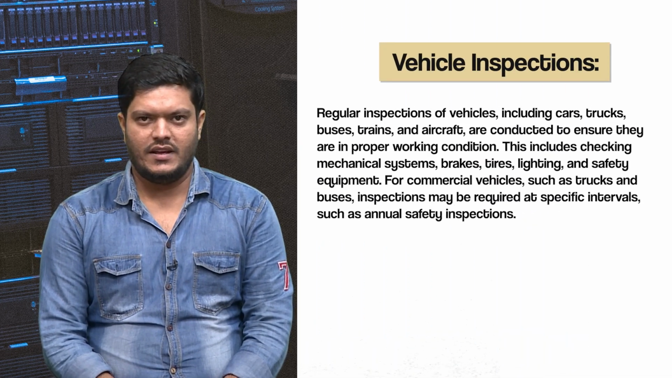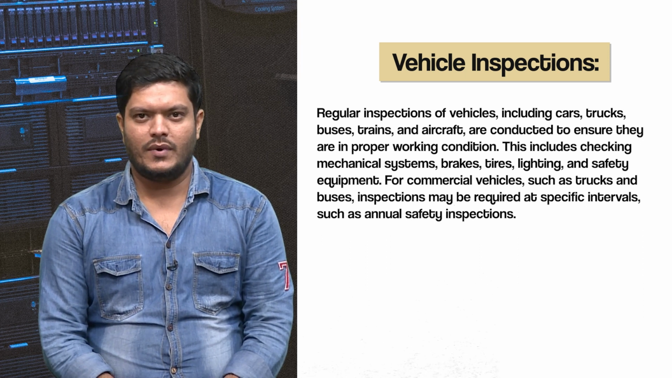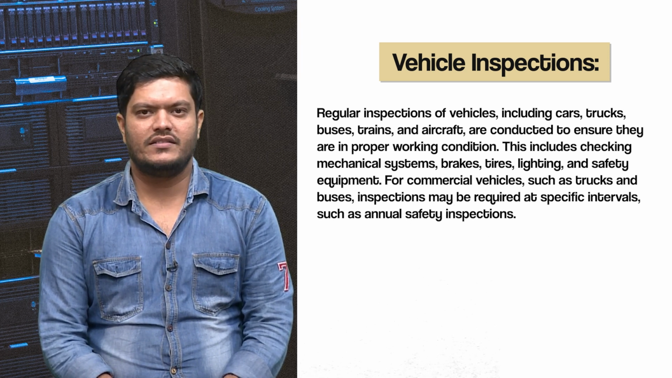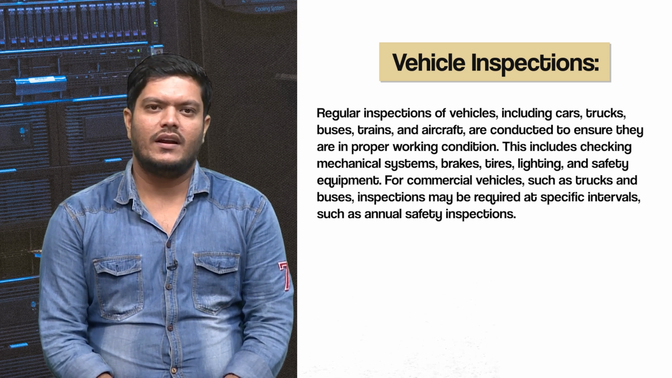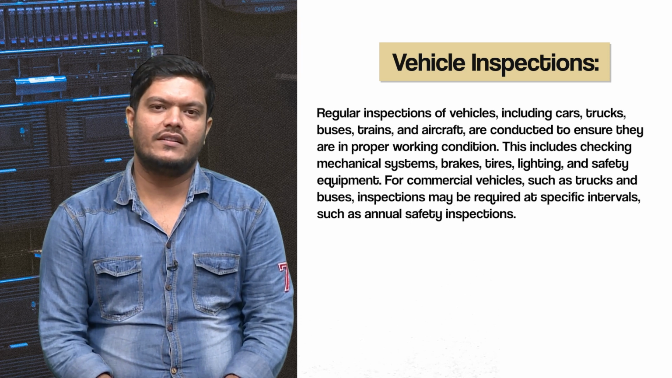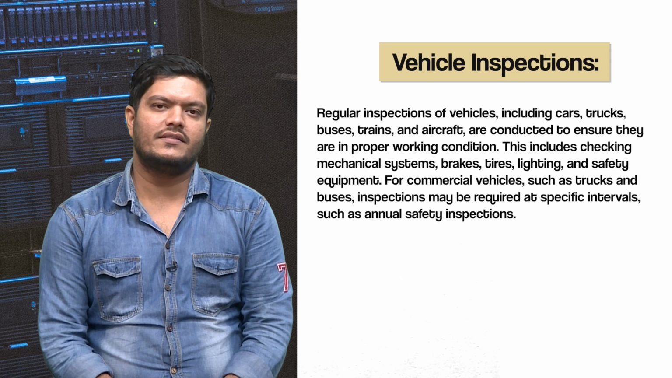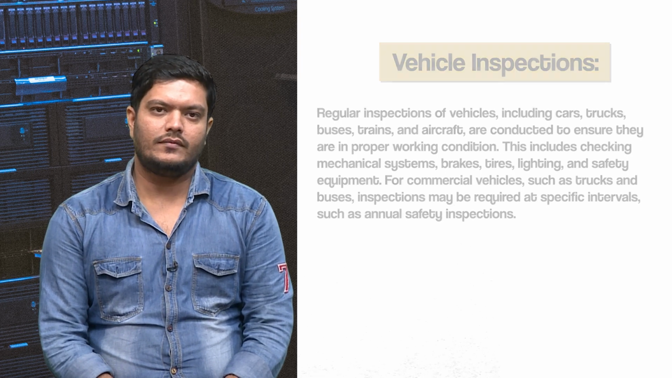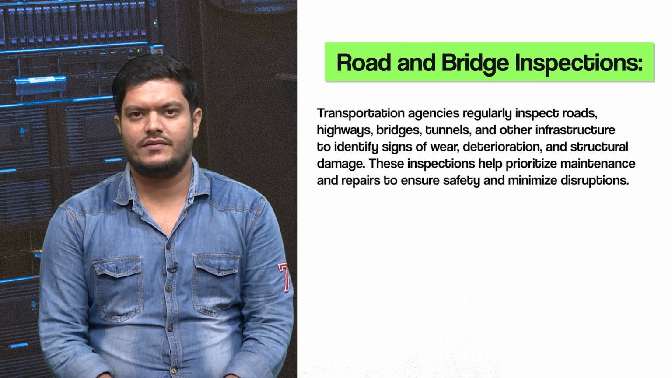Vehicle inspections. Regular inspections of vehicles, including cars, trucks, buses, trains, and aircraft, are conducted to ensure they are in proper working condition. This includes checking mechanical systems, brakes, tires, lighting, and safety equipment. For commercial vehicles such as trucks and buses, inspections may be required at specific intervals, such as an annual safety inspection.